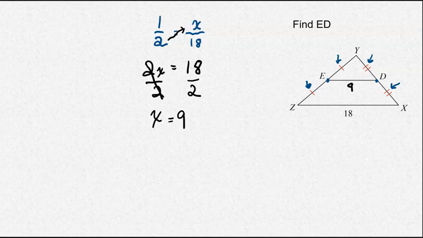So if you're asking why I went through all this trouble if we already know what the theorem is, my response is, yeah, you didn't have to do any of this. You could have just recognized that ED is half of ZX and labeled it 9 and moved on. But that wouldn't help us in the next examples. So let's take a look.